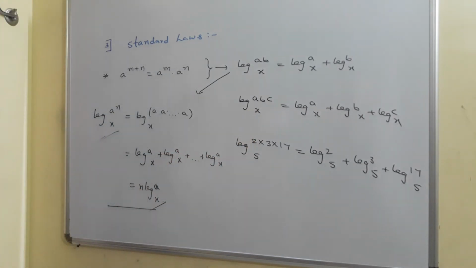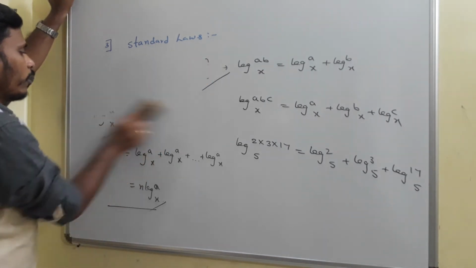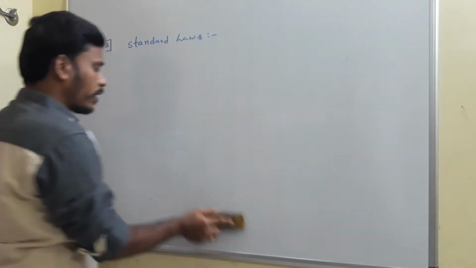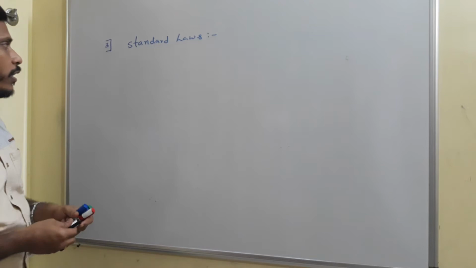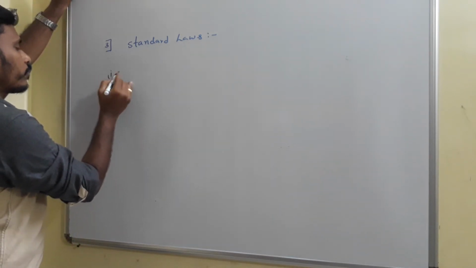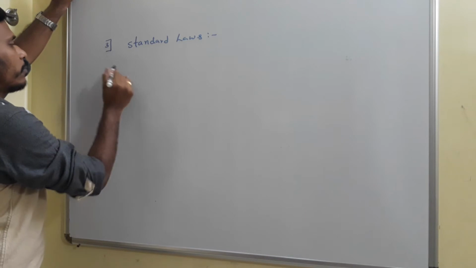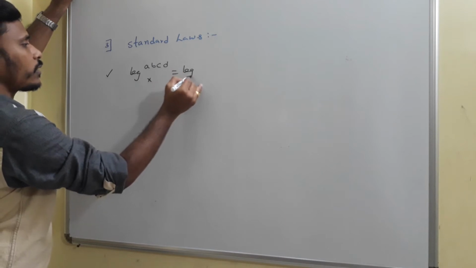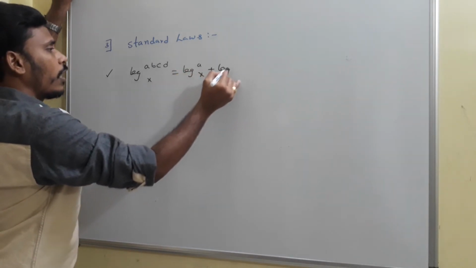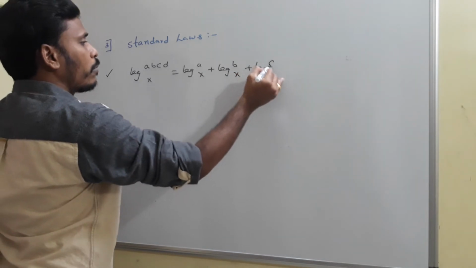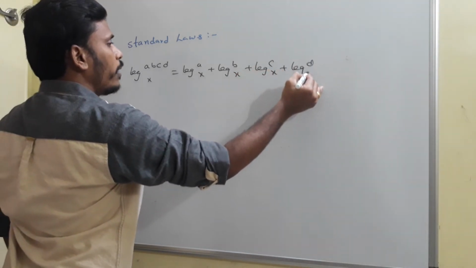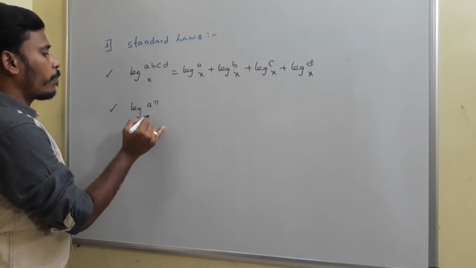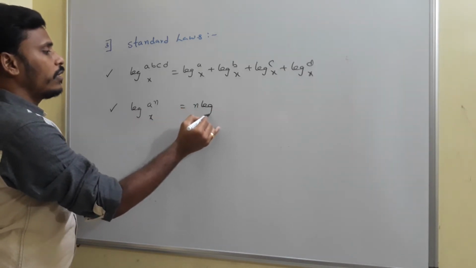At the end we have different standard laws, and I will mention all of them. The first standard law of the logarithm is that the logarithm of the product is equal to the sum of the logarithms. Neglecting the numbers, logarithm of abcd base x is equal to logarithm of a base x plus logarithm of b base x plus logarithm of c base x plus logarithm of d base x. Logarithm of the product is equal to the sum of the logarithms.